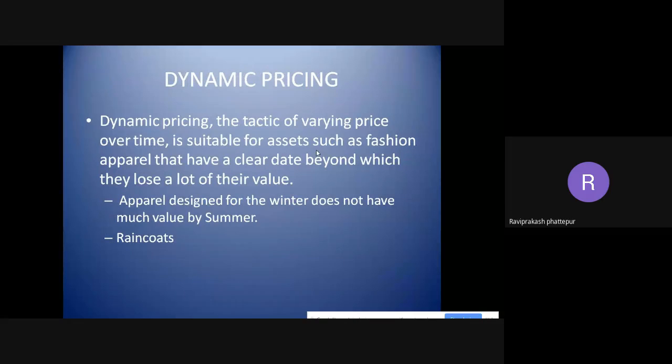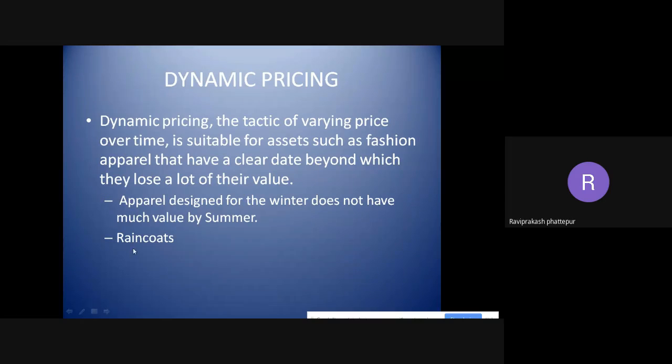Then dynamic pricing. We just saw it for seasonal items. At that particular season, like raincoats at the time of the rainy season, the prices will be very high. But if you see those things in summer, nobody wants to wear a raincoat in summer, right? First of all, it will be sweating. On top of that, who wants to wear a raincoat in summer, right?